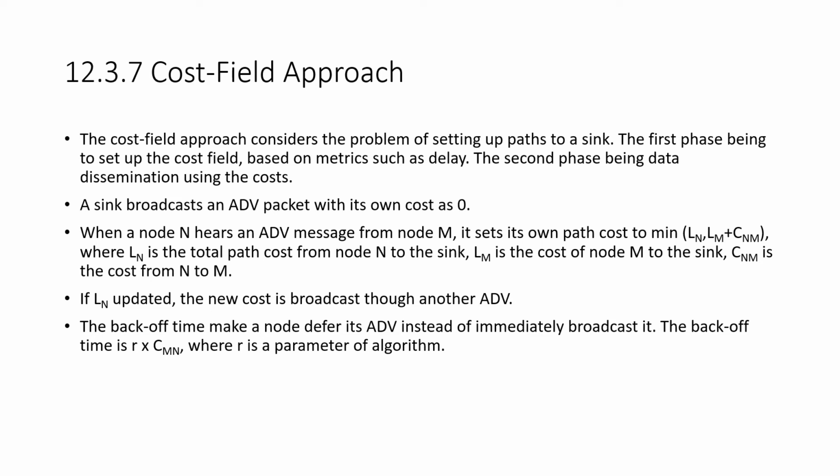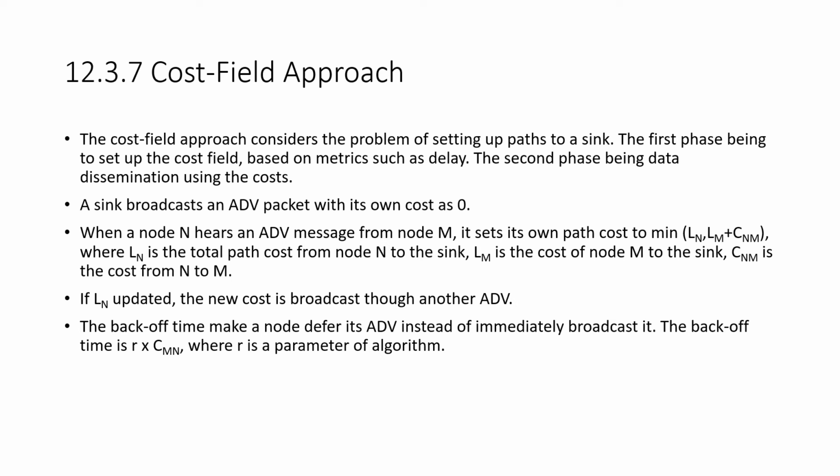Cost field approach. The cost field approach considers the problem of setting up paths to a sink. The first phase is to set up the cost field based on metrics such as delay. The second phase is data dissemination using the cost. The sink broadcasts an advertisement packet with its own cost as 0.